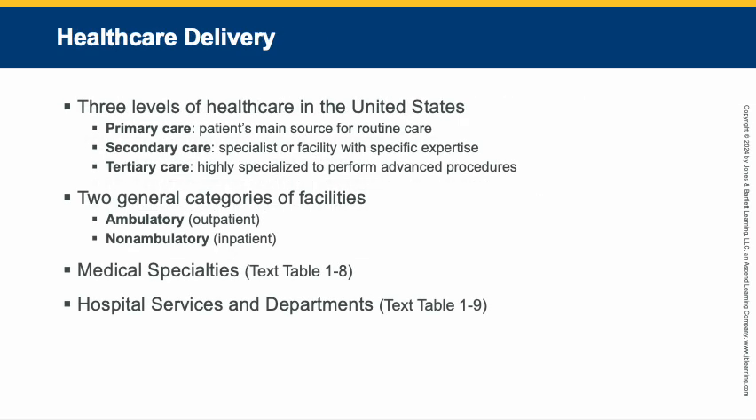Healthcare delivery. There are three main levels of medical care currently delivered in the United States. You've got primary, secondary, and tertiary. Primary involves medical care by a doctor or other healthcare professional who is the patient's main source for routine medical care, and generally the patient's first contact with the healthcare system. Secondary care is medical care provided by a specialist or facility that has expertise in a problem or concern of a patient who has usually been referred by primary care.